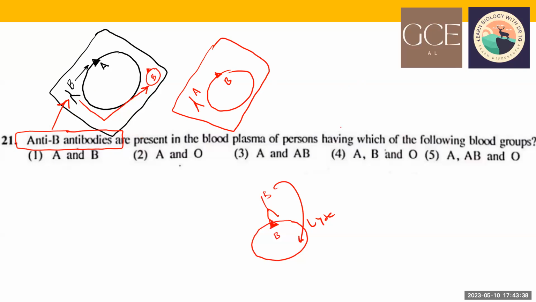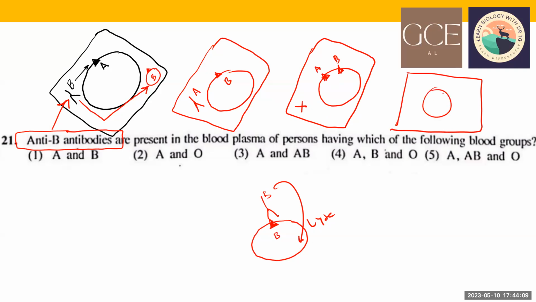So if you take AB, they have both A antigen and B antigen. As a result, they don't have antibodies. Otherwise, it can bind and destroy the cells. So naturally, a person with AB blood group doesn't have antibodies. When you take the last one, O, O does not have an antigen, neither A nor B. The person has anti-A, anti-B antibody. The O person has both.